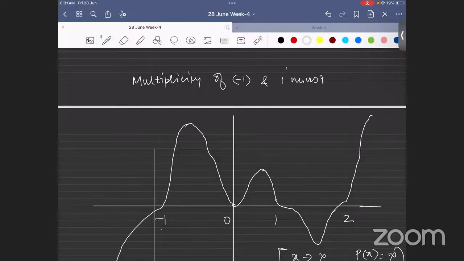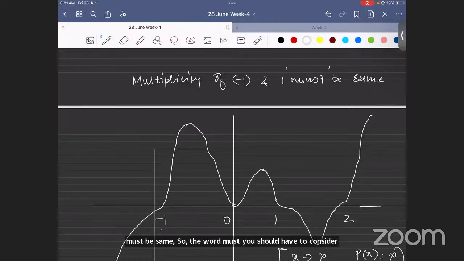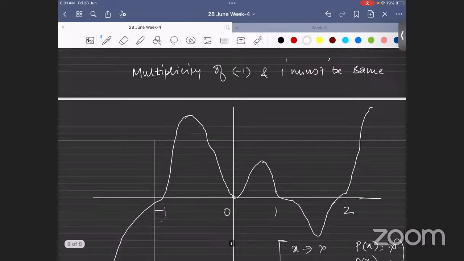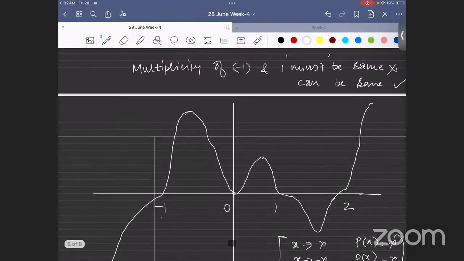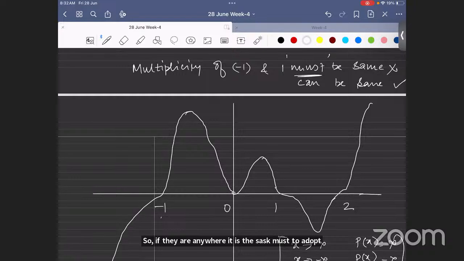So the word "must" you should consider carefully. It may or may not be the same. If this can be, then this is correct, right? But "must" you can't say, because how flattened it is, you can't say from the plot. It's very difficult. So if they are asking with the word "must", it is a very extreme word, like an incorrect option. If they are asking "can be", then it's okay.